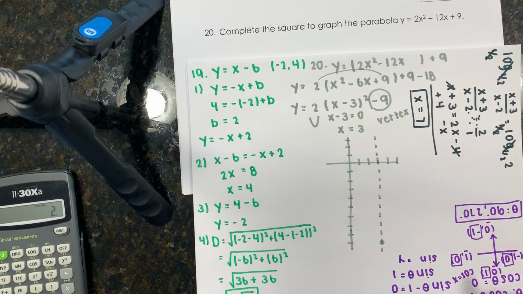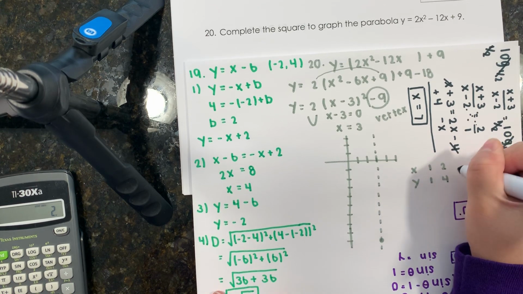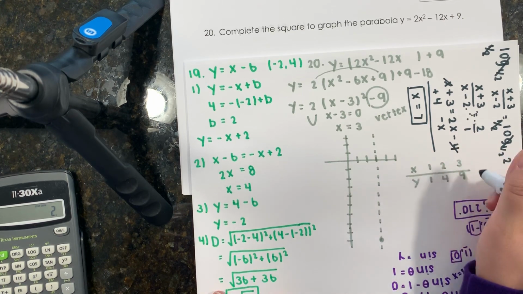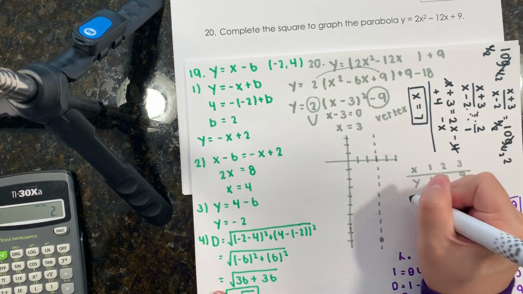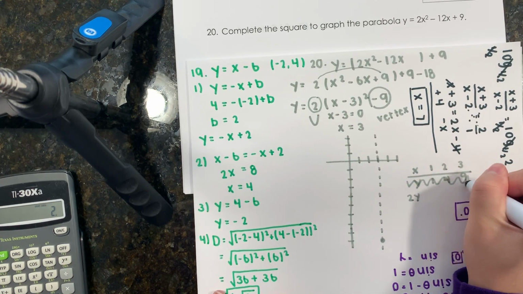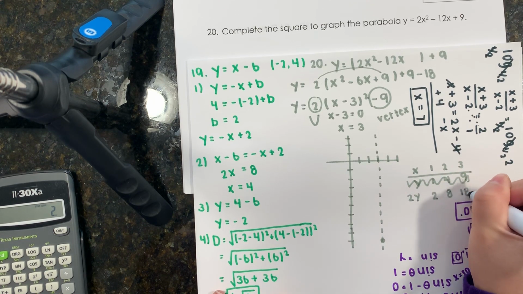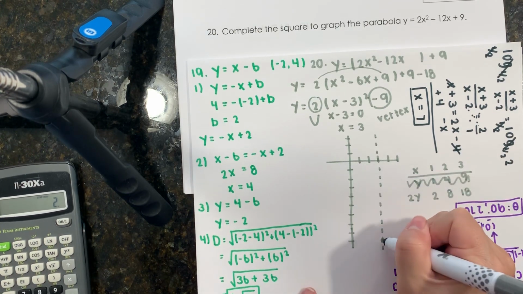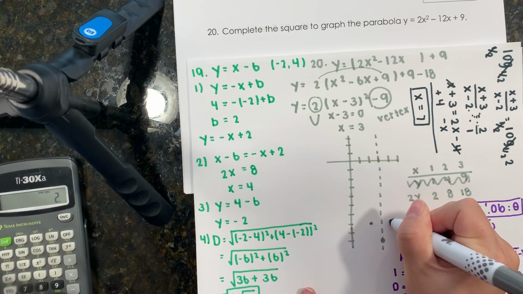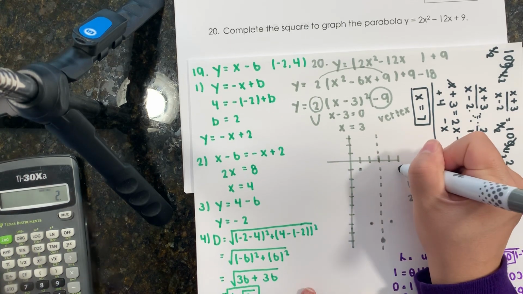Now, how am I going to find my other points? Well, I have this chart, which tells me 1, 1, 2, 4, 3, 9. But I actually have to go through and multiply this bottom line by 2 because of this 2 that's on the outside. So if I multiply the y coordinates by 2, 1 times 2 is 2, 4 times 2 is 8, 9 times 2 is 18. So from my vertex, I'm going to go over 1 up 2 in both directions, and then over 2 up 8. So that would be all the way up to here.